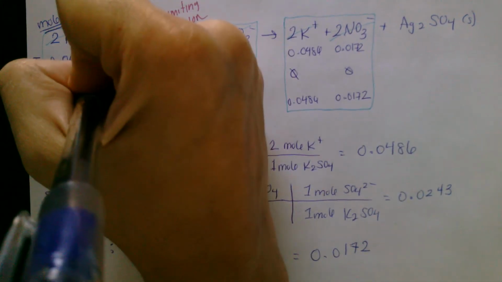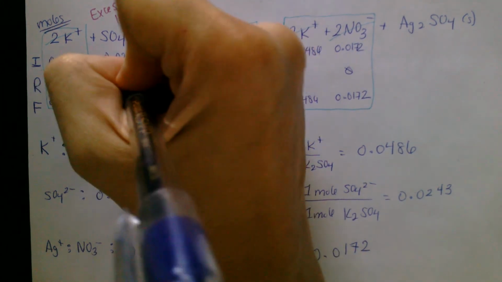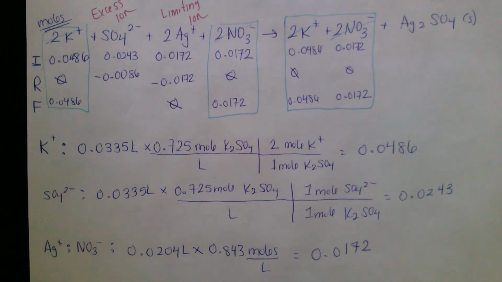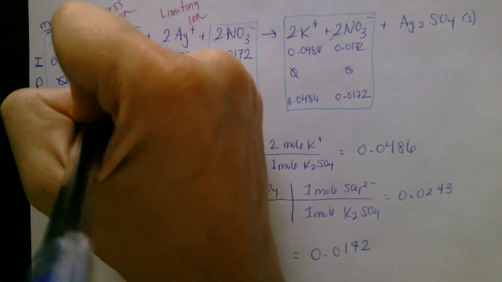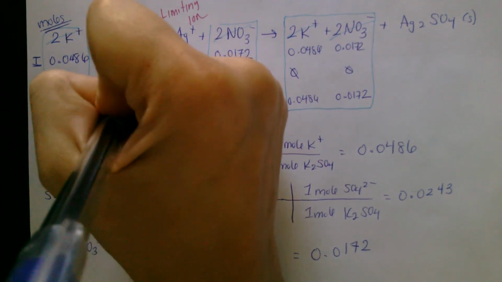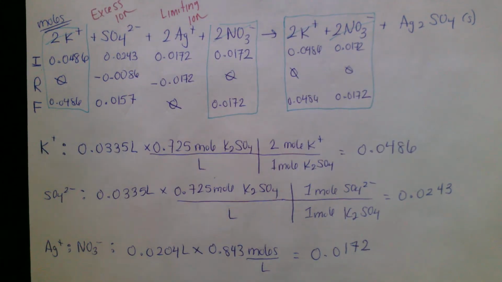So we know we're going to use 0.0086 worth of that ion in the reaction. So we're going to go 0.0243, subtract our 0.0086, which tells us we have 0.0157 moles of sulfate left in excess.